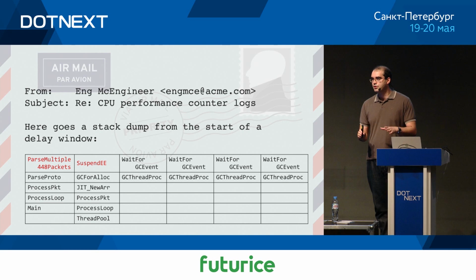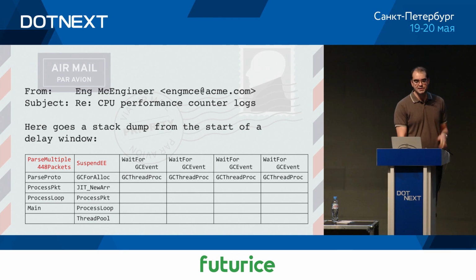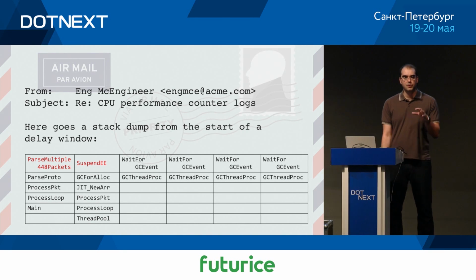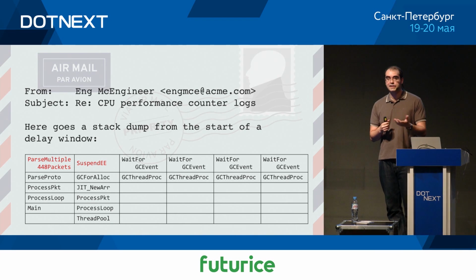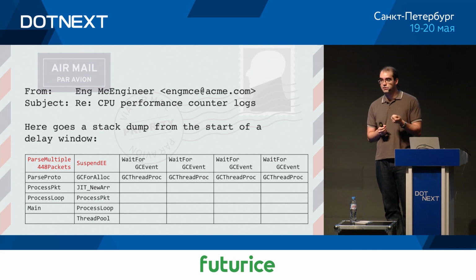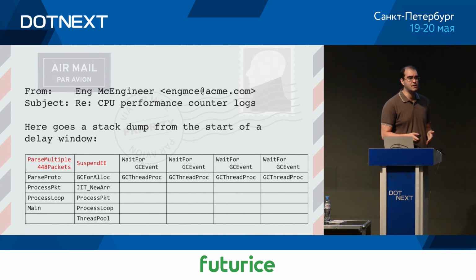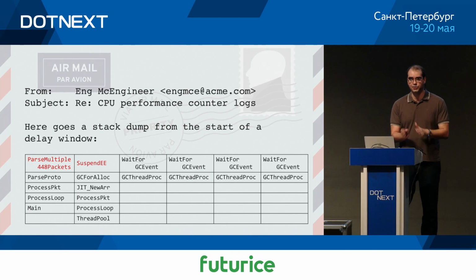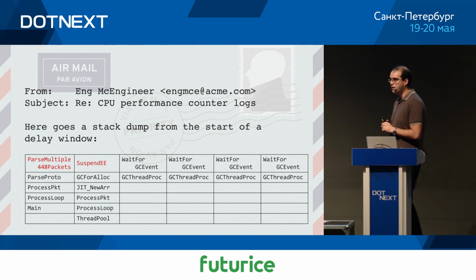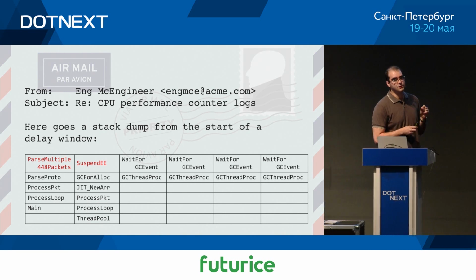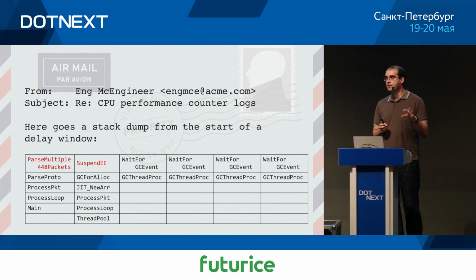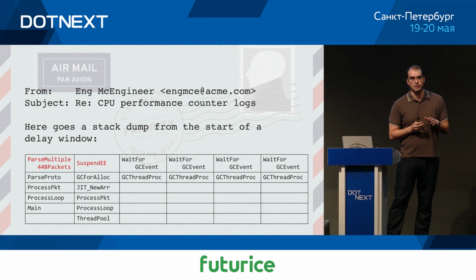And here's sort of what it looked like. So 6 threads, 4 threads on the right look like GC threads, and they're waiting for the garbage collection event to kick in, to tell them that they need to do a collection. So they're not even working yet. And there are 2 application threads. One of these application threads is currently parsing network packets. That's the one on the left.